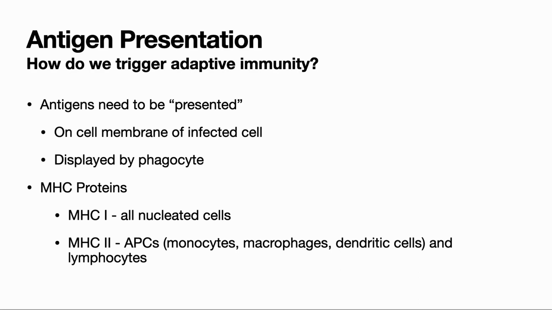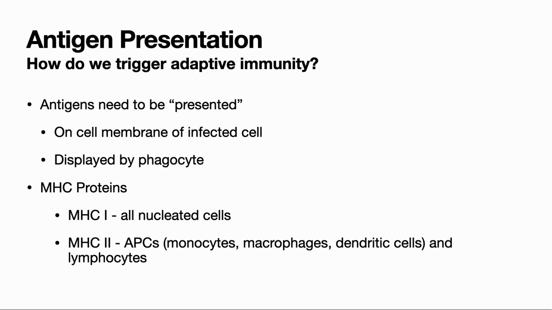Well, antigens have to be presented to these particular kinds of cells, T cells and B cells. They can't just be floating around in the interstitial fluid or in the blood. These cells are not capable of recognizing antigens in that situation. Your innate defenses might be able to, but your adaptive defenses can't. Instead, those antigens must be presented on another protein, and the proteins are called major histocompatibility proteins, and there are two kinds. There's MHC1 and there's MHC2.